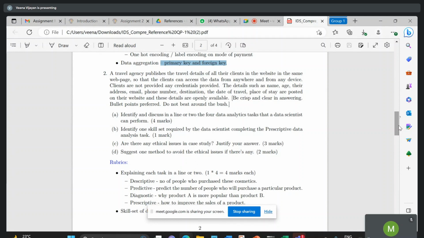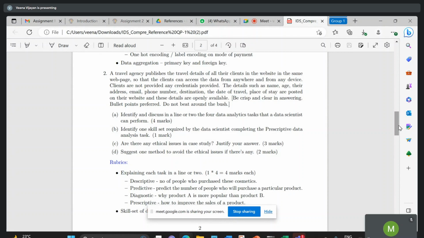So what they are telling is, first of all, that is unethical. I can't answer this question.